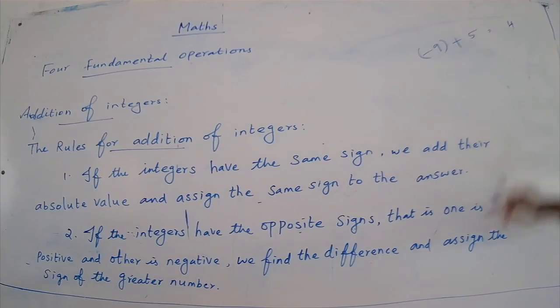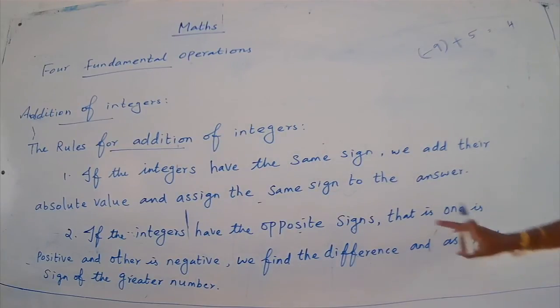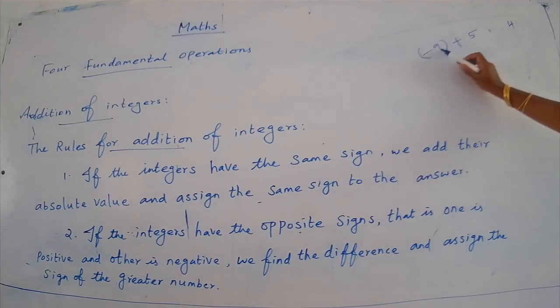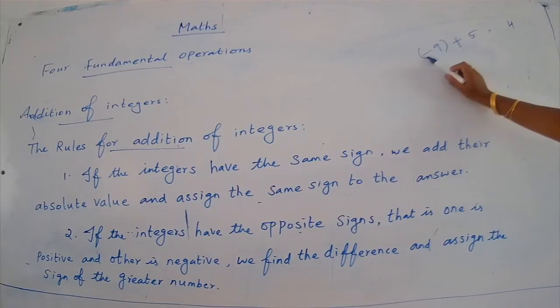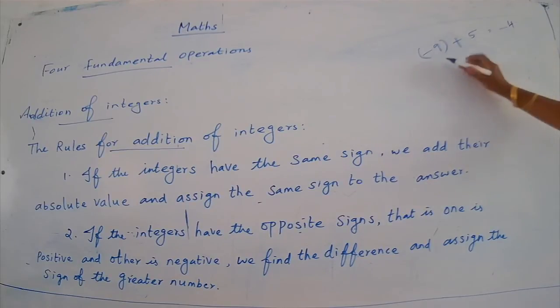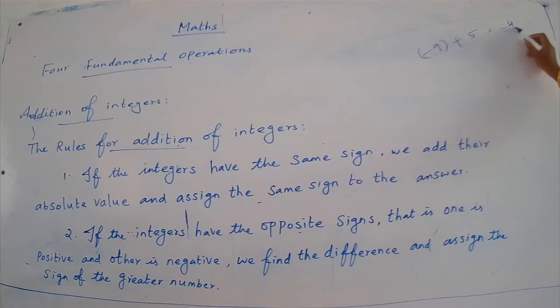Now assign the sign of the greater number. Which number is greater? 9. So what is the sign? Minus. So therefore your answer is minus 9 plus 5 is equal to minus 4. So these are the rules for addition.